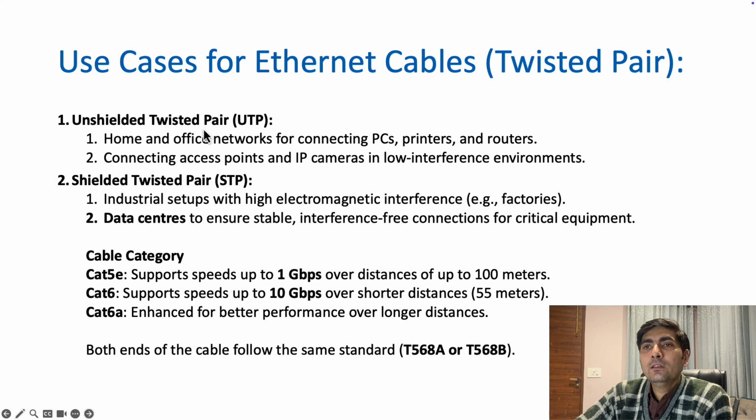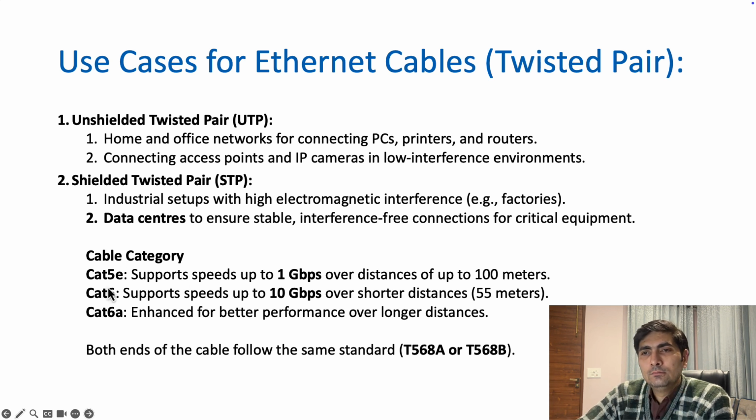The first one, unshielded, means normal, like your own home. You don't have many big servers or racks which are powered on. So there is no such use case for using STP at home. If you have it you can use it, but UTP is the one which we use in our homes for connecting PCs, printers, and routers.